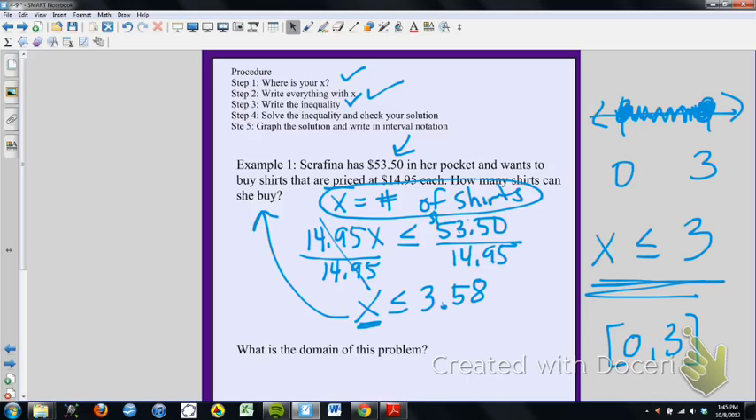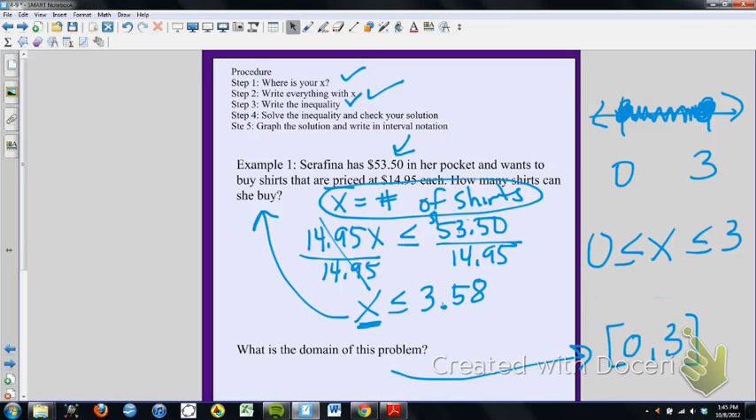So actually I should have written a compound inequality here. It's implied. So x is less than or equal to 3 and greater than or equal to 0. What is the domain for this problem? The domain for this problem is what the interval notation is: 0 to 3, and it has to be a whole number. So any whole number between 0 and 3 is the domain.